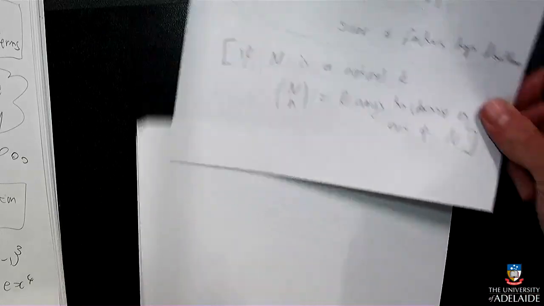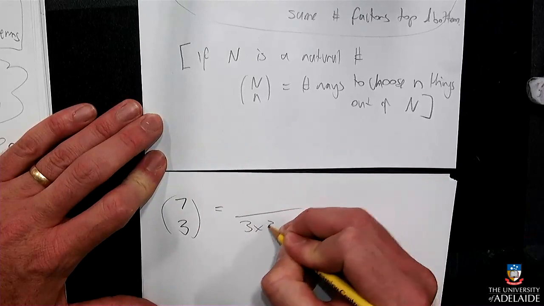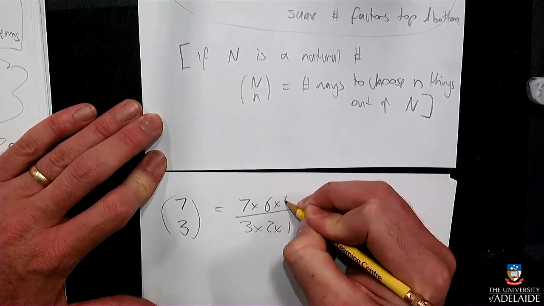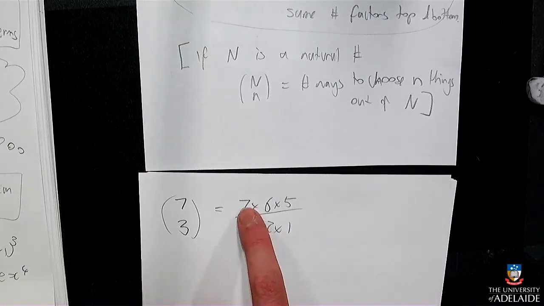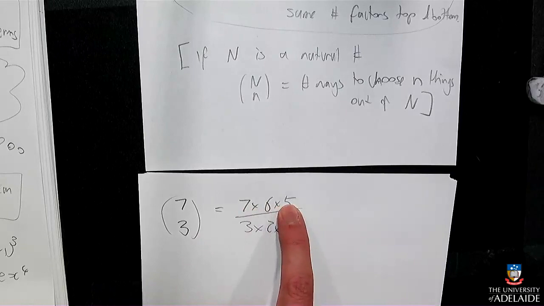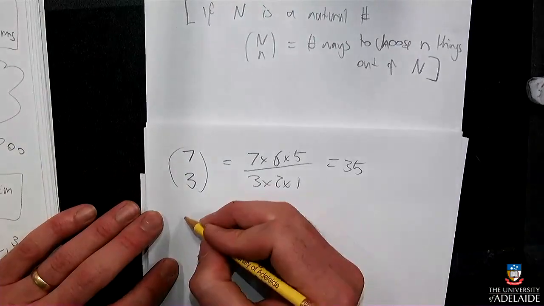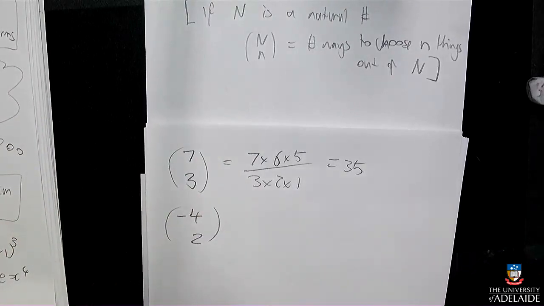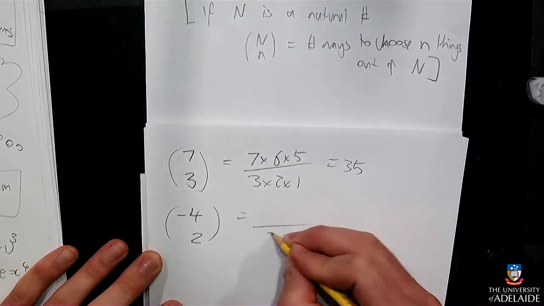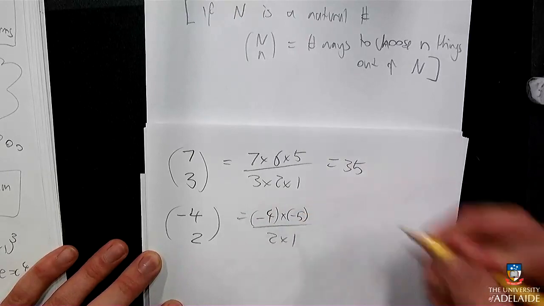So let me just calculate a few of them. 7 choose 3 would be 7 times 6 times 5 over 3 times 2 times 1. The 3 times 2 times 1 is always the same for the bottom. And then there's 3 factors on the bottom, so there'll be 3 factors on the top, and they start at 7 and work their way down. Which is whatever it is. I don't know what that is. That's 35, actually. I do know what that is. Negative 4, in inverted commas, choose 2, we'll have 2 times 1 on the bottom, and on top there should be 2 factors, and I will go down 1 from negative 4.